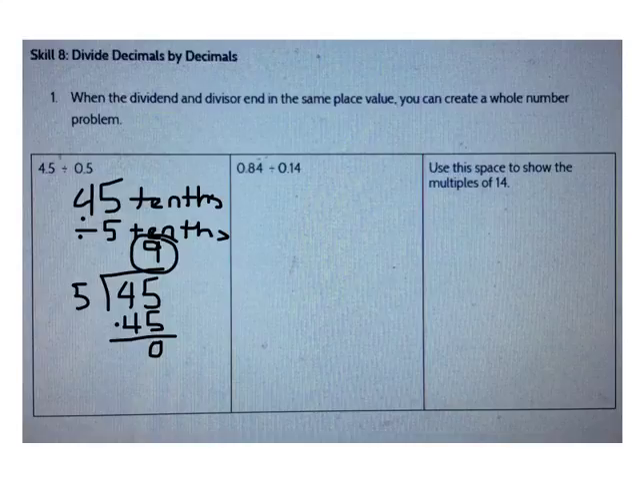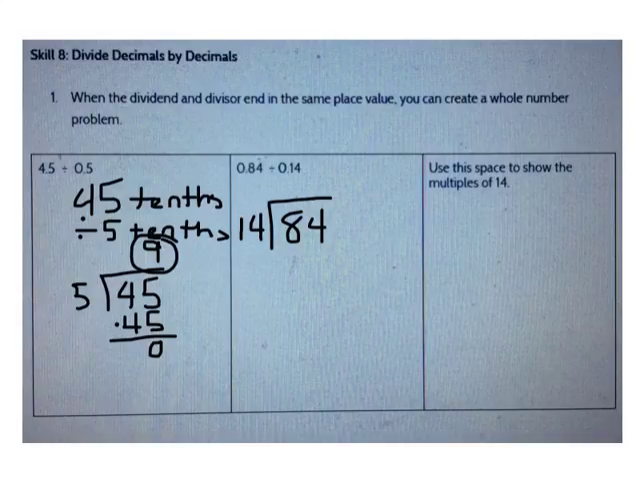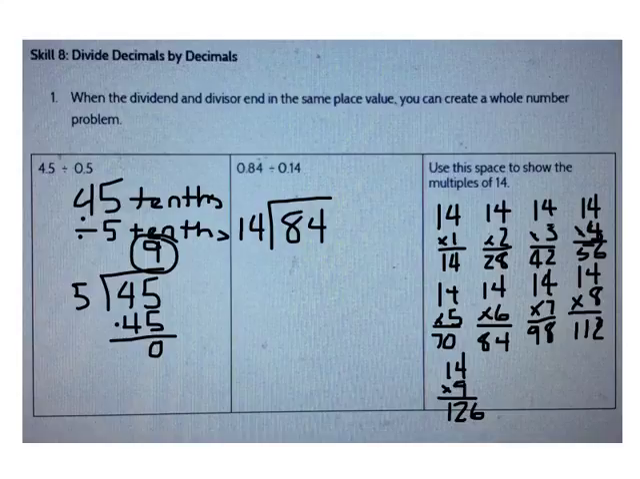84 hundredths divided by 14 hundredths. We can say that that's the same as 84 divided by 14 because the units are the same. Start by listing your multiples of 14. Go ahead and do that now. Check your multiples with mine. Now we can divide. What's 84 divided by 14? It's 6. The correct answer is 6.